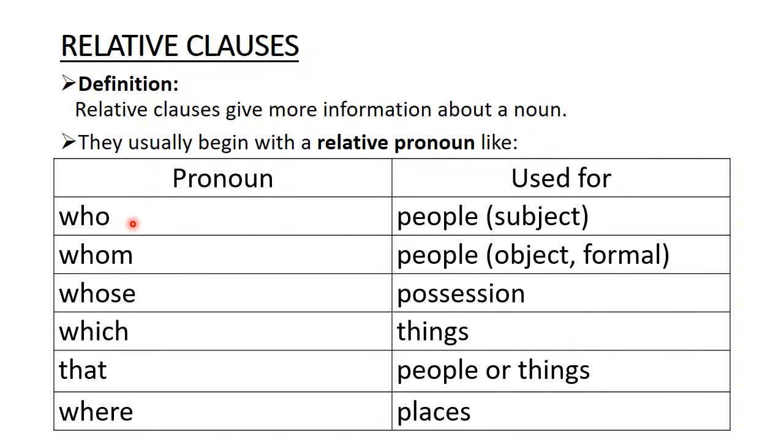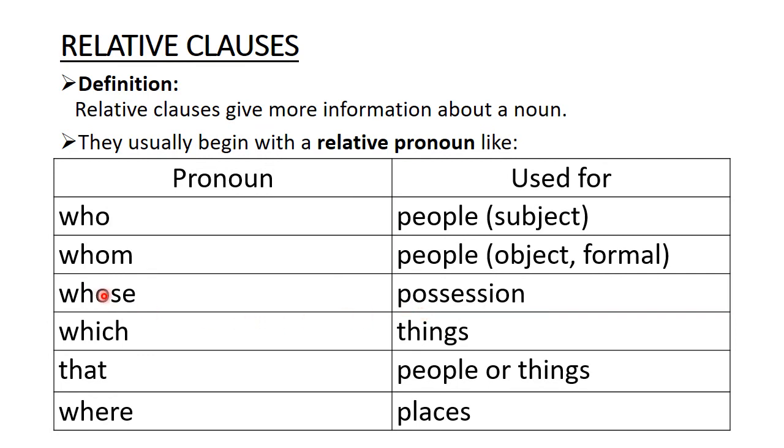So we have the pronoun who, which is used for people, where the people are the subjects. Then we also have whom, which is also used for people, but in this case, the people are objects of the sentence. It is used in formal writing or conversations. Then we have whose, which is used to show possession, to show that this thing belongs to this one. We can say the girl whose hair is dark. It means the dark hair belongs to the girl.